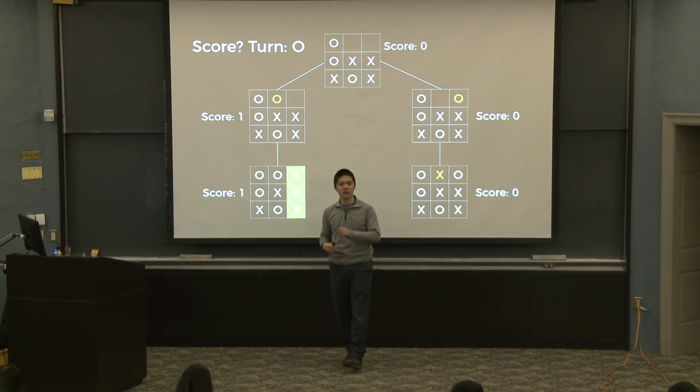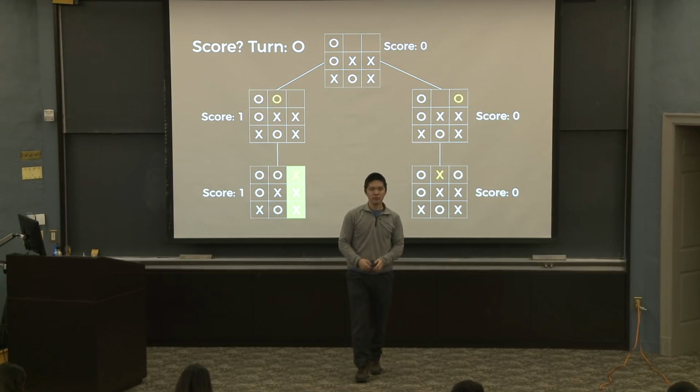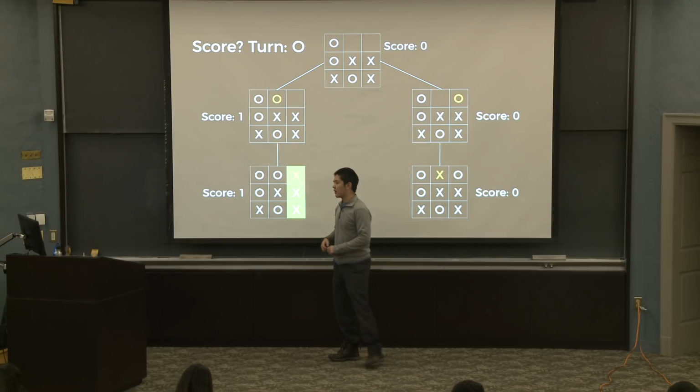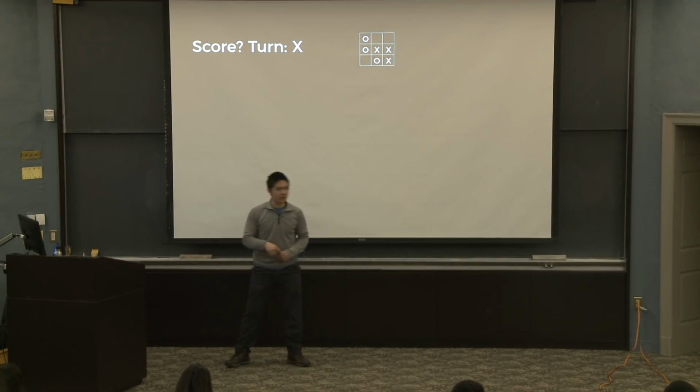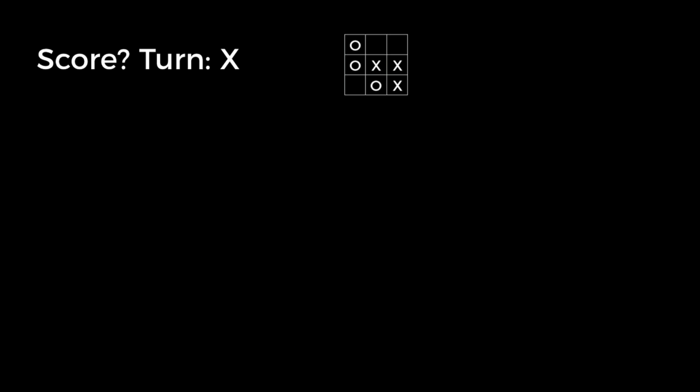Questions so far? All right. So let's try, oh, green smiley faces, wonderful. Let's try something a little bit more complicated. We've got this board now. This board is X's turn. And what is the score of this board if it's X's turn?